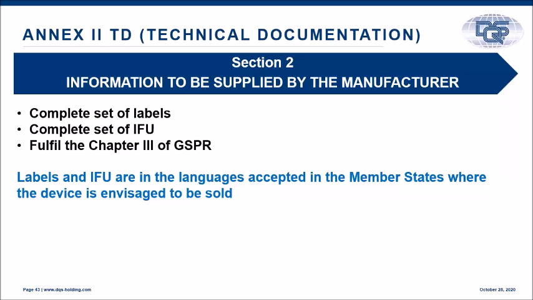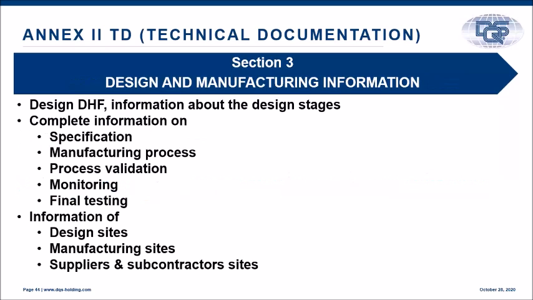Information to be supplied by the manufacturer, that is label and instructions for use, complete set of labels, complete set of IFU, fulfilling chapter 3 of GSPR, that is nothing but section 23 of the GSPR requirements. The label and IFU are in the languages accepted in the member states where the device is envisaged to be sold. So if you are intending to sell in all the countries, then you need to have this translated, or a provision to have that translated. So that information also needs to be provided.